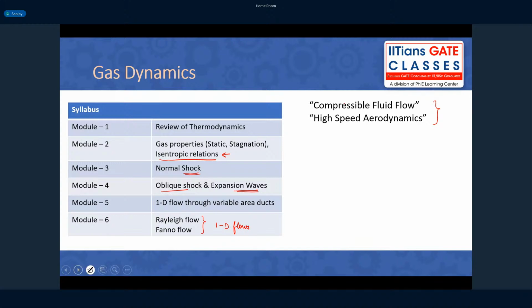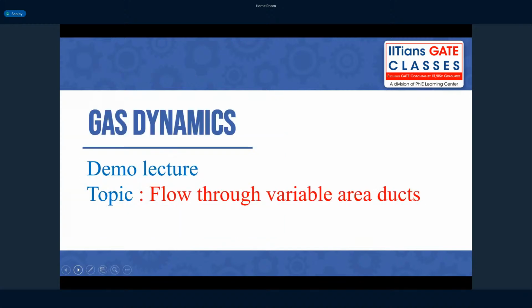All right, in this lecture we are going to focus on one topic. I'll just quickly take you through this topic called flow through variable area ducts. We will understand about variable area ducts. So what is a duct? A duct is basically a closed pipe or a passage for a flow. When I say variable area duct, the area of this passage changes from one position to another, and there's a flow passing through this duct. We will see what happens to the flow. So let's get into the session now.